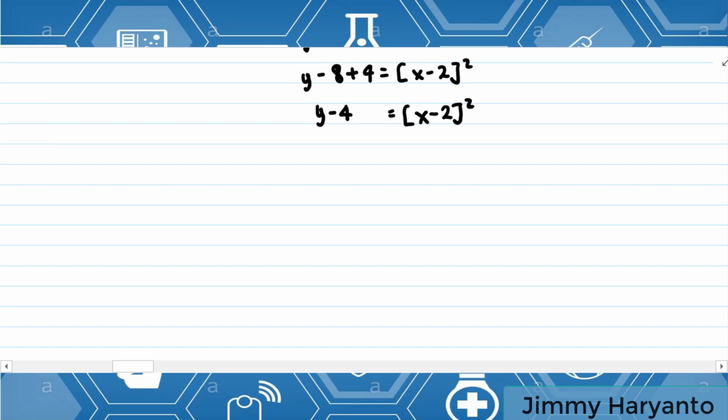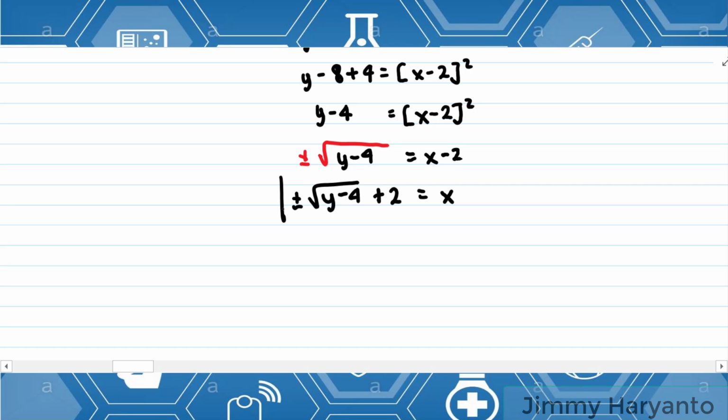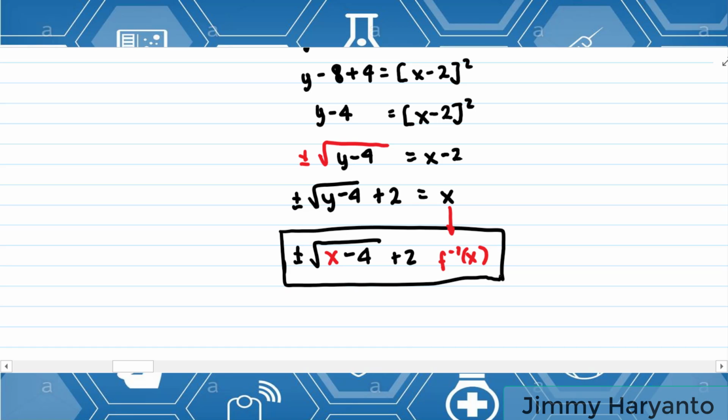Okay, next you have to move the square into the left side. It will become plus minus square root of y minus 4 equals x minus 2, and then x will be plus minus square root of y minus 4 plus 2. So this is, not yet. The last step, we have to change this into f inverse x, and then we have to change the y into x. Okay, and then minus 4, and then plus 2. So this is the inverse function of f.